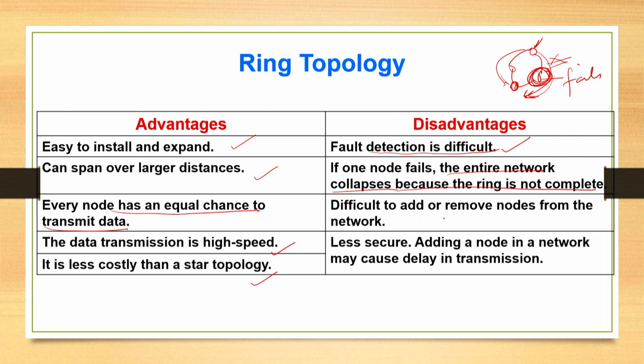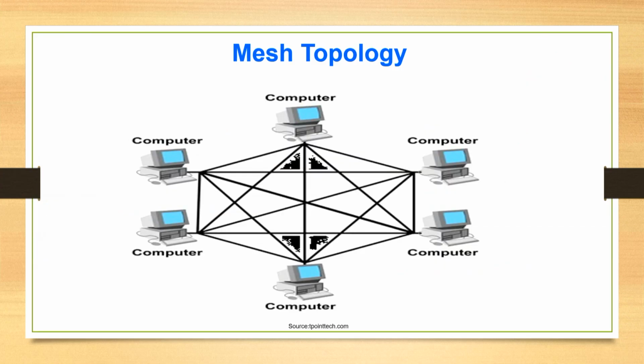It is difficult to add or remove nodes from the network because of the same reason. It is less secure. Adding a node to a network may cause delay in the transmission. So this was all about the ring topology.